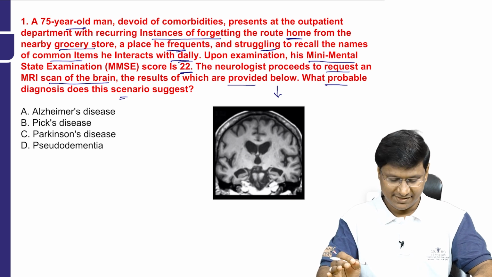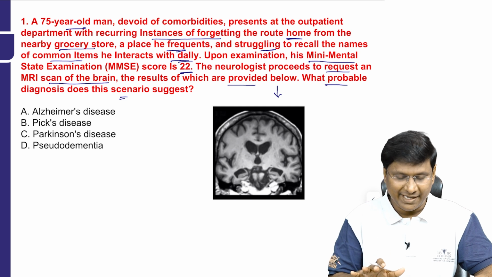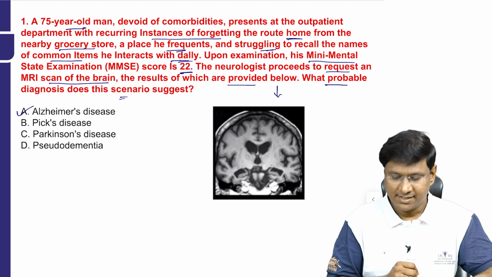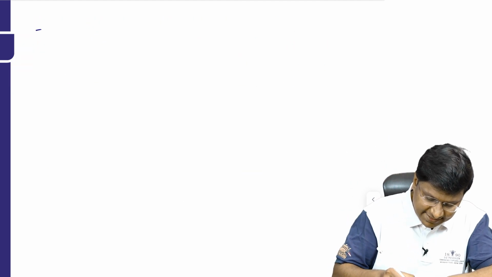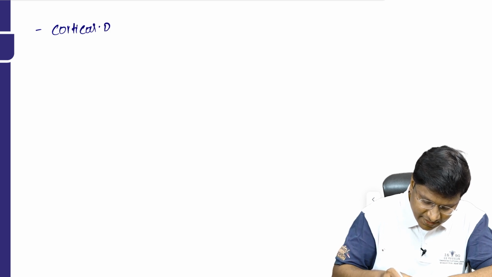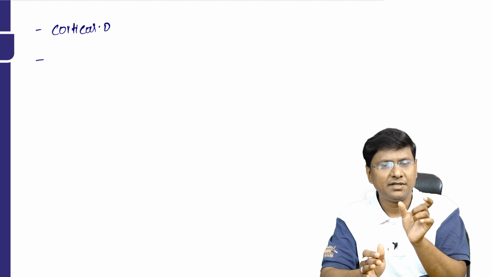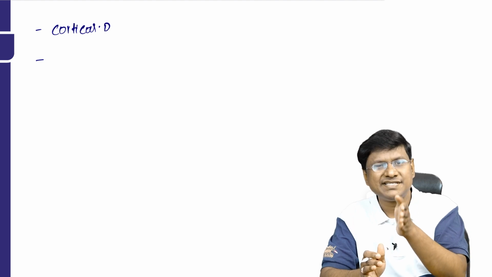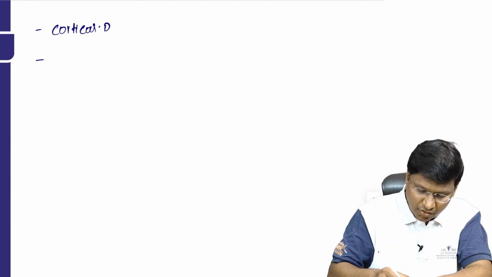Alzheimer's, Pick's disease, Parkinson's disease, or pseudo dementia. With the age and the clinical picture given, it is suggestive of Alzheimer's disease. Now, in case of Alzheimer's, what type of dementia will you have? It will be cortical dementia. Now, which part of the brain gets affected first? Earliest and most serious damage is seen in the medial temporal lobe or the entorhinal cortex.